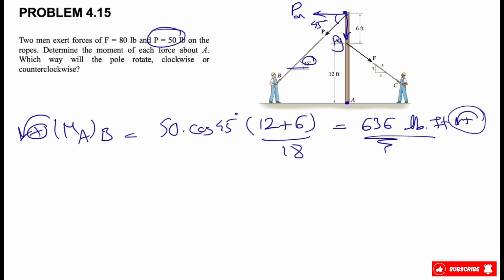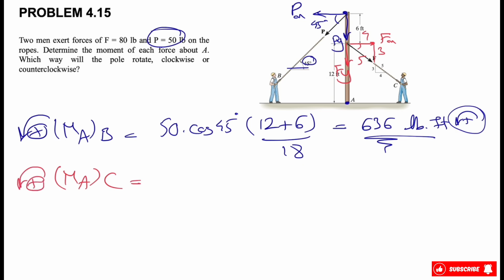Let's go with the moment of force F. I'm gonna show it in a different color, and use the same strategy. We go with Fx and Fy, and obviously Fy won't make any moment. And if we consider this angle, we know this is 3, this is 4, and this will be 5. And we're trying to find the moment of force C about point A.